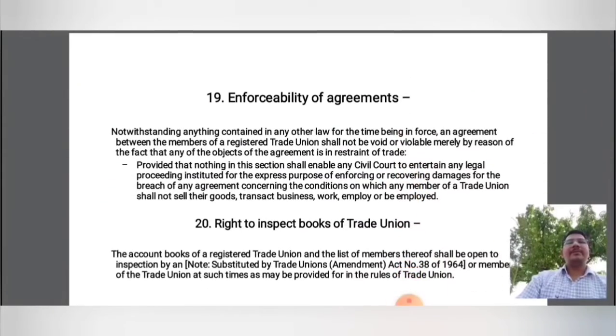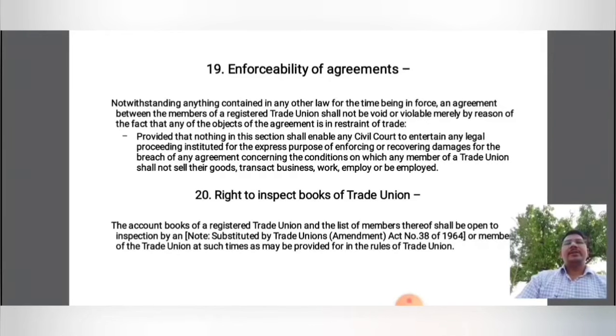So let's understand the enforceability of agreements. Notwithstanding anything contained in any other law for the time being in force, an agreement between the members of a registered trade union shall not be void or voidable merely by reason of the fact that any of the objects of the agreement is in restraint of trade, provided that nothing in this section shall enable any civil court to entertain any legal proceeding instituted for the express purpose of enforcing or recovering damages for breach of any agreement concerning the conditions on which any member of a trade union shall or shall not sell their goods, transact business, work, employ or be employed.